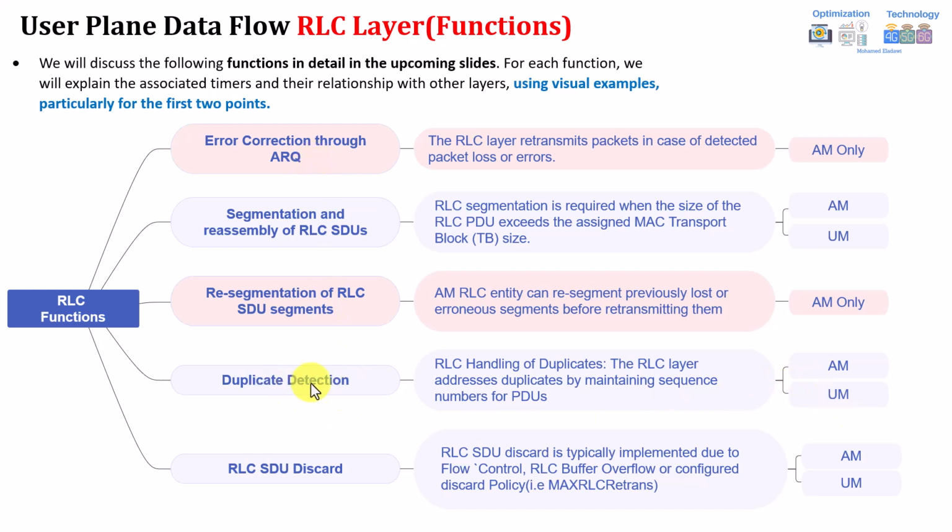Duplicate detection is in AM and UM. If any duplicate packets are received, the RLC can handle that by discarding them. It can detect through the sequence number whether you have a duplication or not, and packets can also be discarded by the RLC through flow control. This will also be explained, especially during PDCP. If you have flow control based on buffer timers, you would like to reduce the buffer or discard some of the packets, so the RLC can still discard these packets.